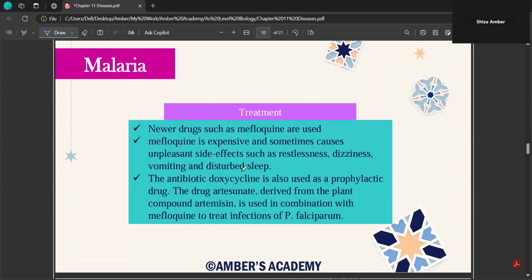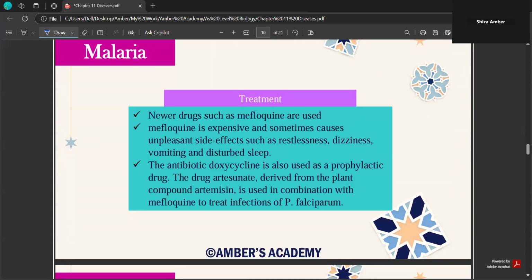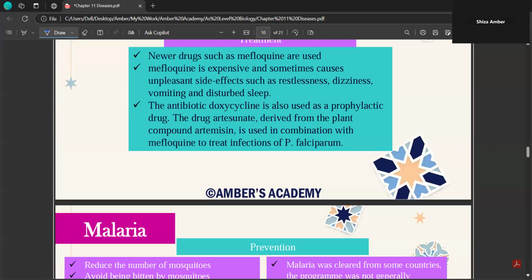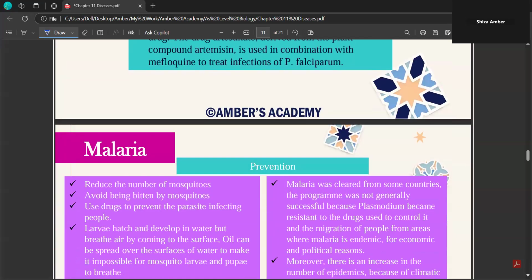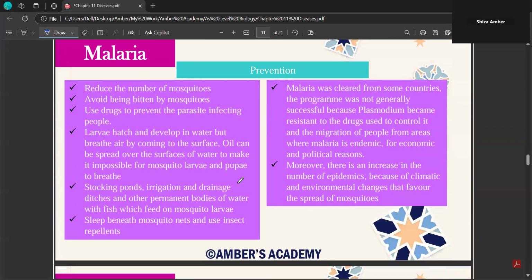And there are also newer drugs such as mefloquine. It's expensive and it has some unpleasant side effects such as dizziness, vomiting, and disturbed sleep. Okay. So you need to know the names of three drugs. This is it. You do not need to remember all of them. Then the prevention of malaria could be by reducing the number of mosquitoes, avoiding being bitten by mosquitoes, and using drugs to prevent the parasite infecting people, which I already mentioned: you can take prophylactic or preventative drugs.